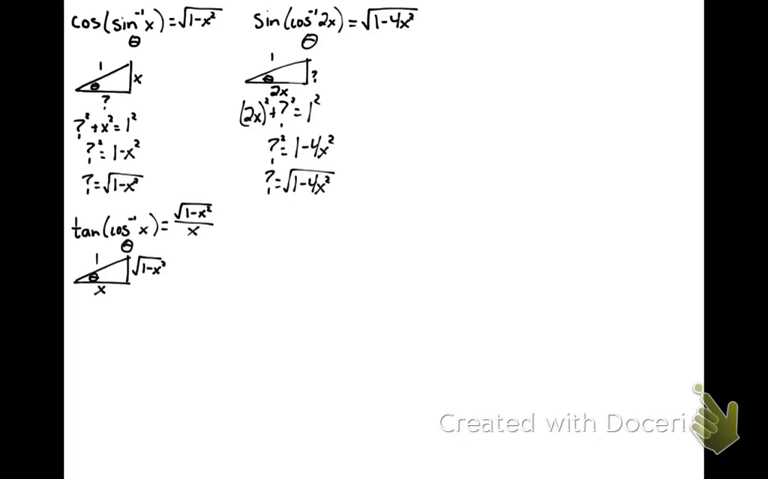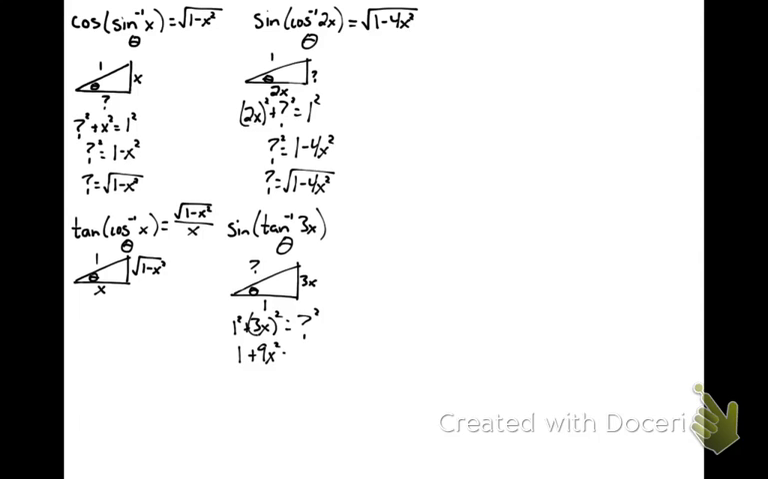The final example of this type is, we'd like to know the sine of the inverse tangent, or the arctangent, of 3x. Well, again, the same principle applies. The inverse tangent of 3x is just some angle. What I know about that angle is the opposite over the adjacent is 3x. And what I want to know is the hypotenuse. I need the hypotenuse to find the sine. So 1 squared plus 3x squared must equal what I want to know squared. 1 plus 9x squared must equal what I want to know squared, so its square root is what I want to know.